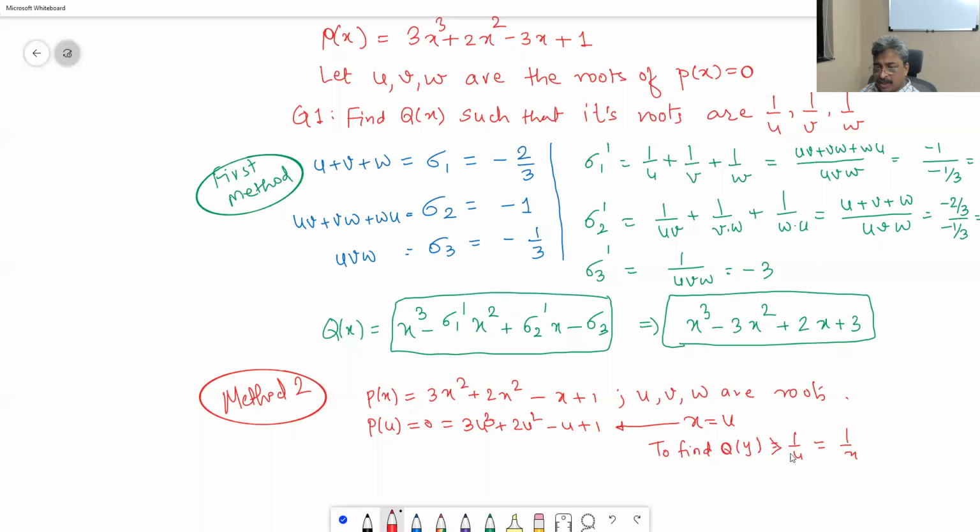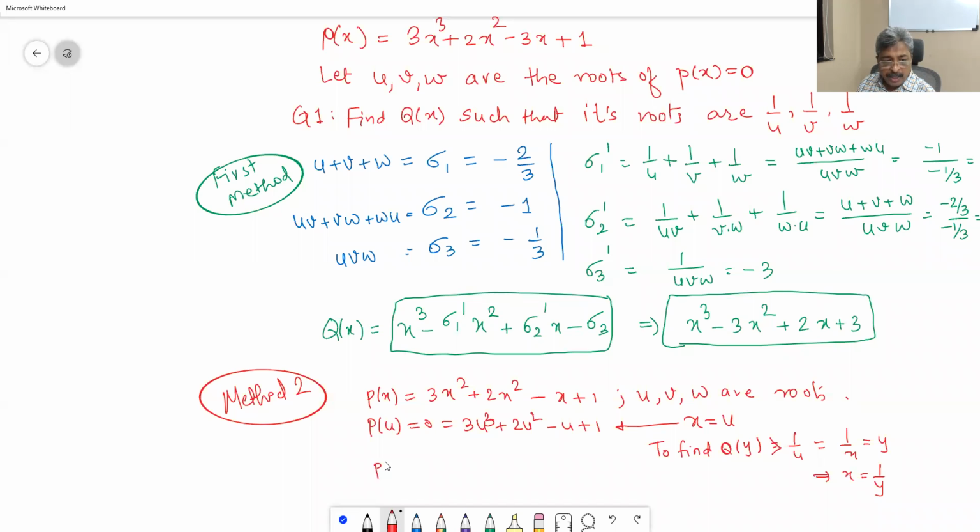So y is equal to 1 upon u, so I call this y, right? If 1 upon x becomes y, then 1 upon u will become the root of the required polynomial, whatever we get, in terms of y. Therefore 1 upon x is equal to y, which implies x is equal to 1 upon y. So if x is equal to 1 upon y, I might as well put it in here.